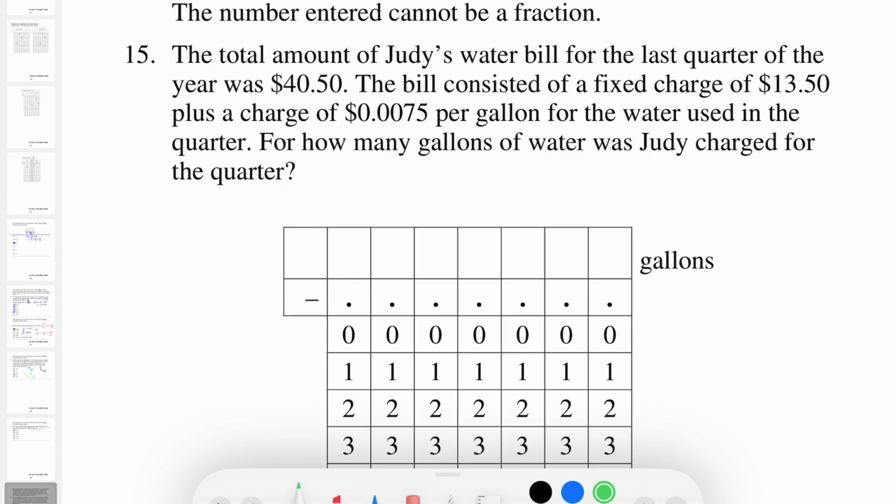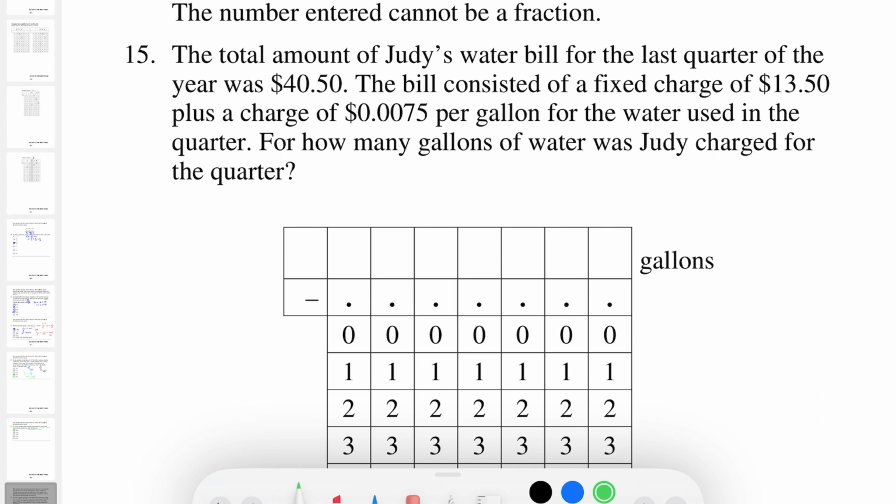Here we have a numeric entry problem. The total amount of Judy's water bill for the last quarter of the year was $40.50. The bill consisted of a fixed charge of $13.50 plus a charge of $0.0075 per gallon for the water used in the quarter. For how many gallons of water was Judy charged for the quarter?